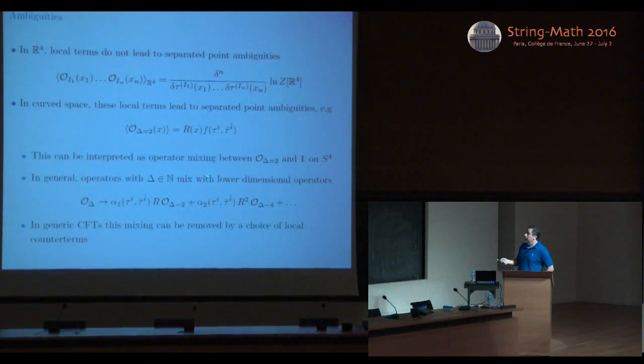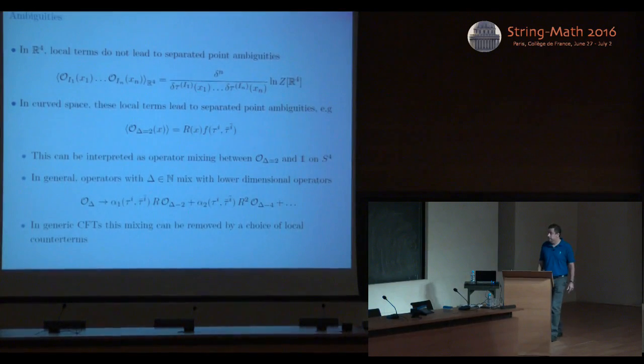This can be interpreted as mixing of the operator O of dimension 2 with the identity operator on the sphere, which is the case I'll be caring about. Okay? So the fact that you are on a curved space tells you that local counterterms can give rise to certain ambiguities at separated points, which in flat space would be just contact terms. Following this logic, this mixing can be generalized when the dimension of the operator is any integer, and then any given operator of integer dimension can mix through an identical mechanism with operators of lower dimension in jumps of 2. Essentially, you need jumps of 2 because you need to insert some kind of curvature of the background.